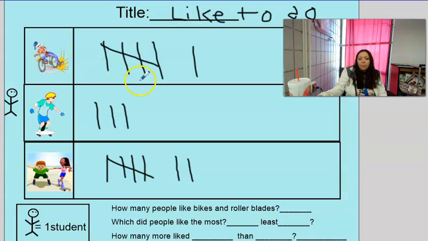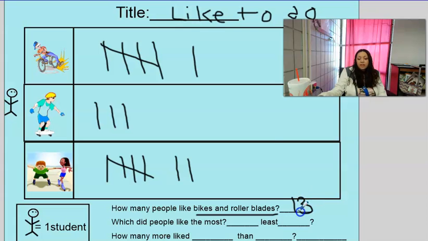All right, so on bikes, remember this is a 5, and what's one more? 6. So 6 people said that they liked riding a bike the most. And then on the skateboard, we see 1, 2, 3 people like to ride the skateboard. And then on the rollerblades, we see 5, 6, 7 people like to ride the rollerblades. So look at the question. It says, how many people like bikes and rollerblades? So up at the top, remember I have 6 on the bikes, and now I have to add it down here. So 6, 7, 8, 9, 10, 11, 12, 13.